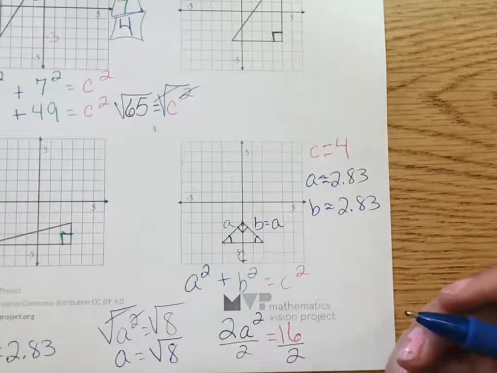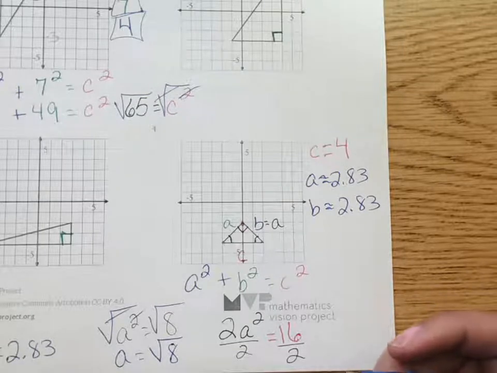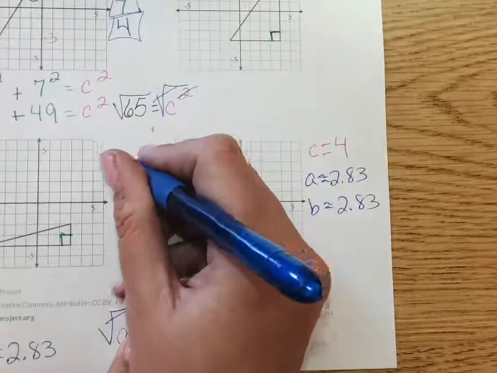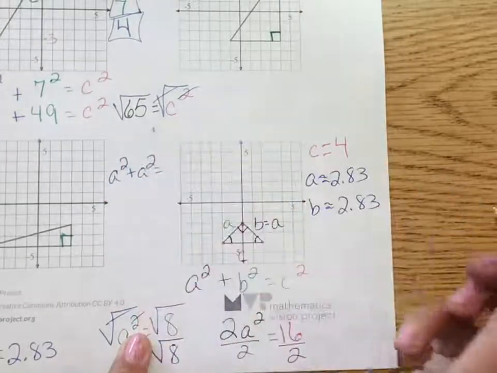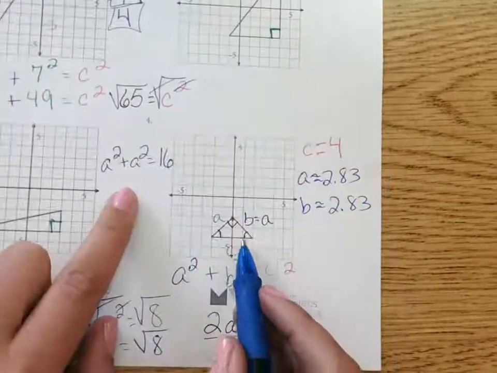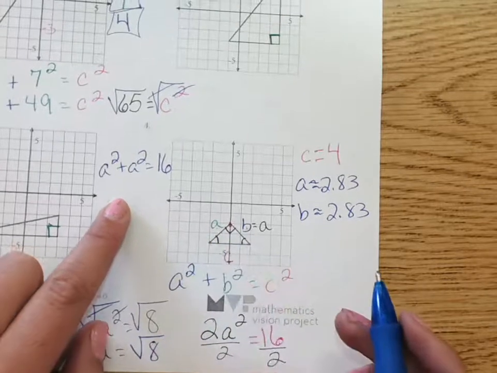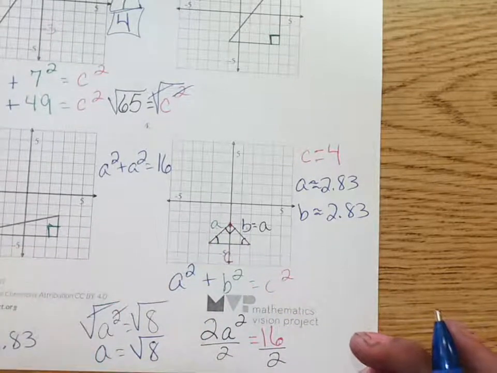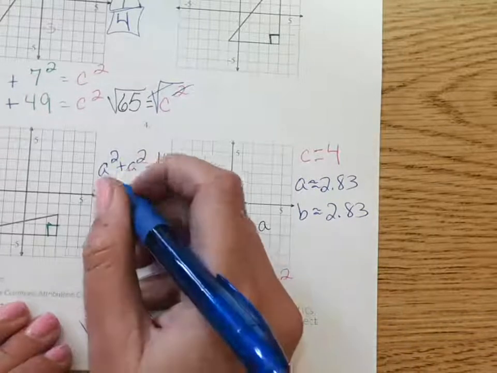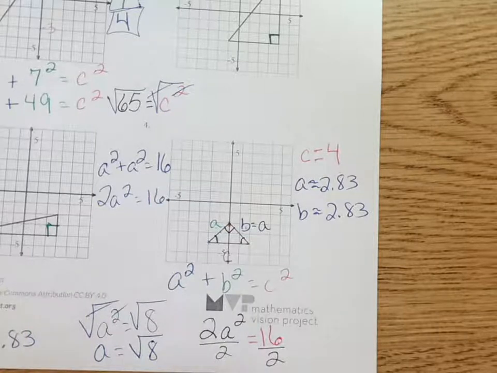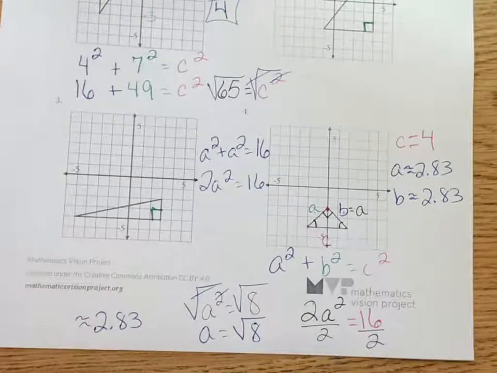All right. Since they are the same length, really, I could rewrite this as A squared plus A squared equals 16. Because B and A are equal to each other. These lengths are equal to each other. If A is 8, so is B. So another way to write that is just 2A squared equals 16. And then divide by 2 like we did down here. Okay, so that's number 4.